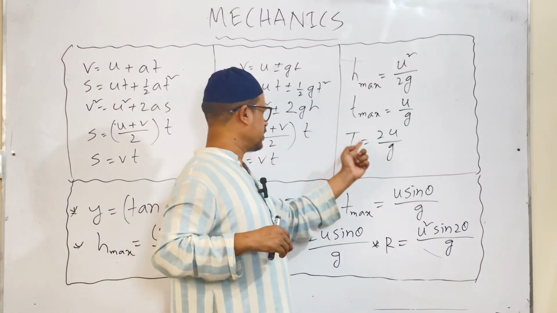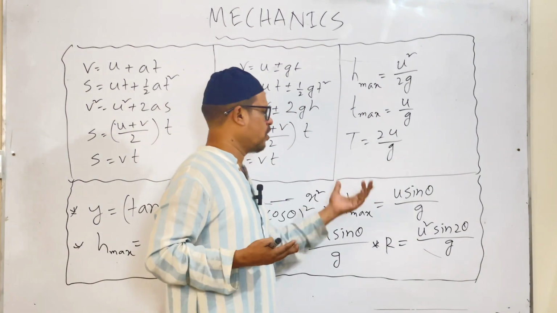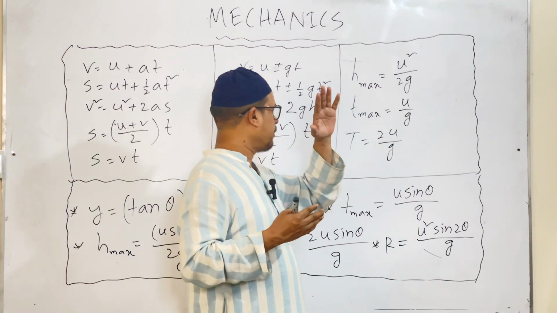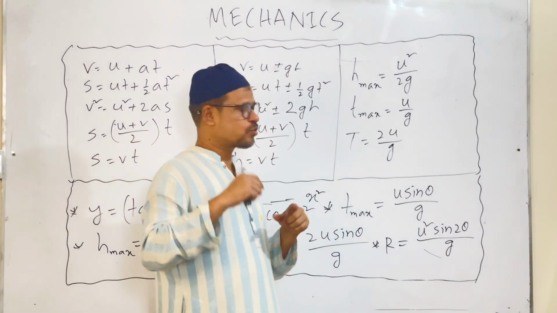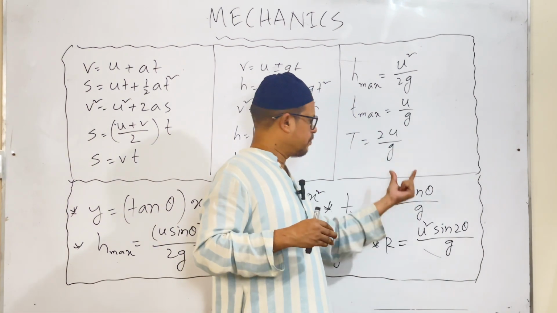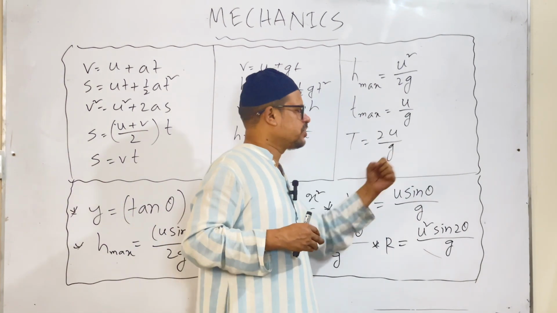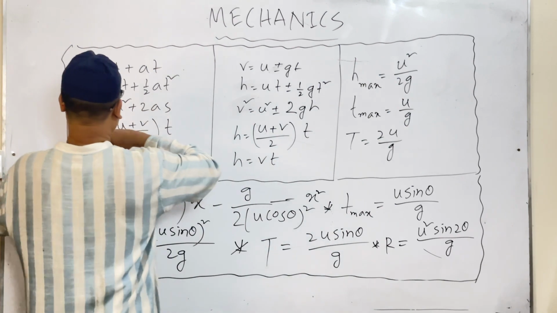Okay, and t equal to 2u by g. This is actually the trajectory time. If you throw anybody, first it will go up and it will come back to the down position. Then the total time needed is t equal to 2u by g, the trajectory time. Here u is the initial velocity, and g is the acceleration due to gravity.